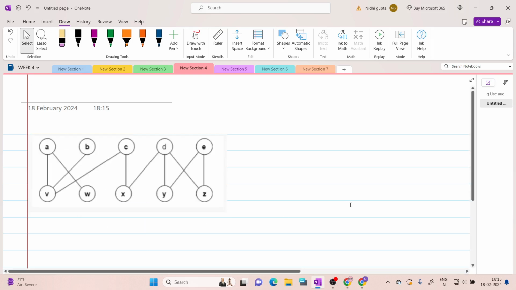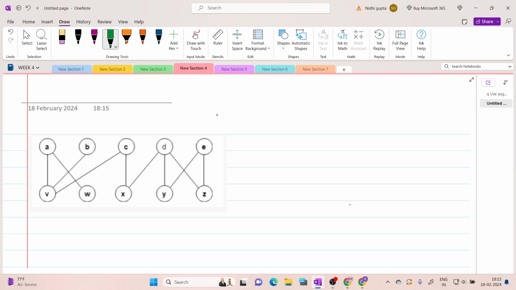So now this is the graph, and using the augmenting path algorithm, we have to find the maximal matching. First I am starting with M equal to empty. Since there are no edges in M, can you give me an augmenting path with respect to M?